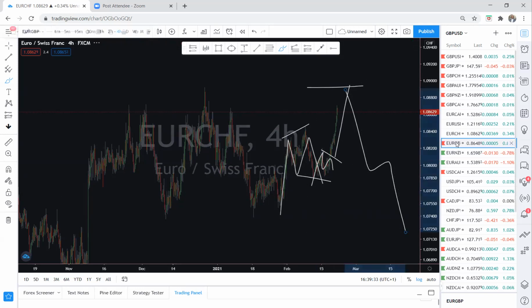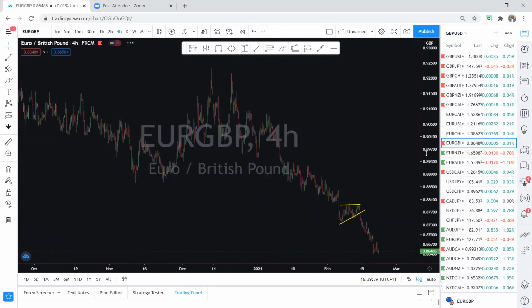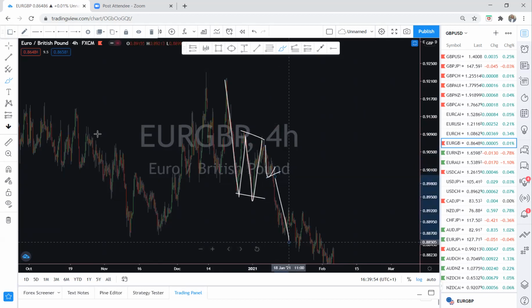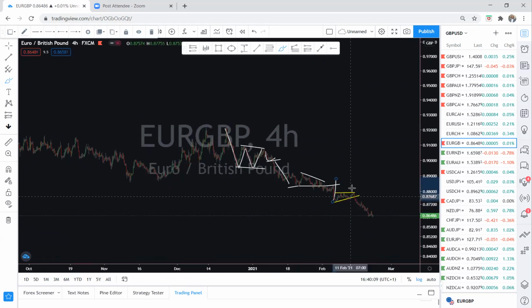Euro GBP. Euro GBP, we had a decent trade on it at this level. When we made this down move, we had this three-wave pullback, and from here we got in. It's a trade setup. Got in on the downside, and then from here we got in again. When we broke below, we got in. See another setup here, we got in from here.